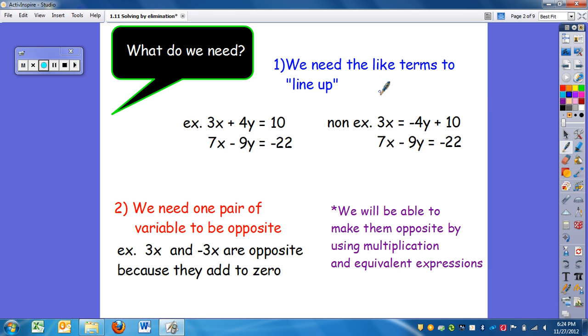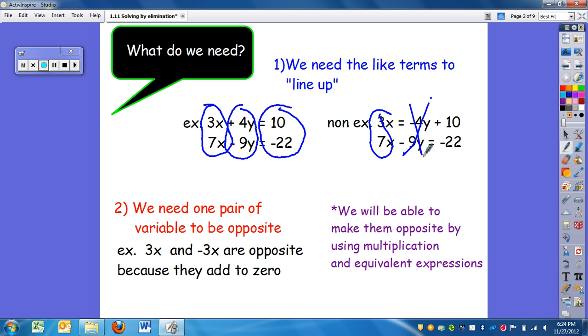For us to use elimination, we need the like terms to line up. So notice in the example, the 3x and the 7x, these are like terms, they line up. So do our y's, and then our numbers also line up. This is a non-example. It looks like the x's line up, but the y's are not on the same side of the equal sign. So these do not line up. Then the numbers do line up because they are on the right side of the equal sign.